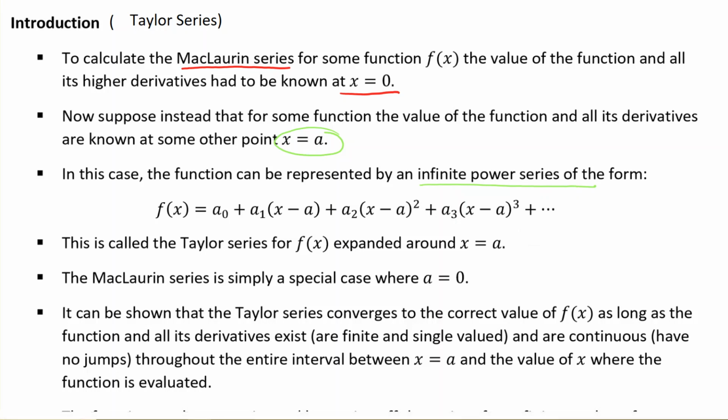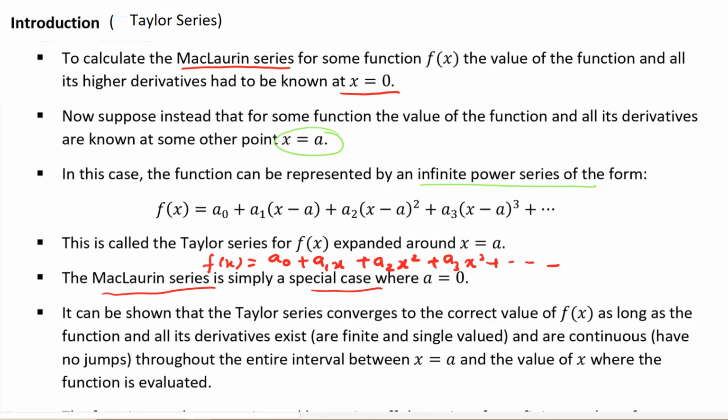What the Maclaurin series really was, is simply a special case when a equals 0, because if you recall, our Maclaurin series was a0 + a1x + a2x^2 + a3x^3 and so on. So when a equals 0, we get the Maclaurin series. Maclaurin series is a special case of Taylor series, so all the conditions that we discussed for Maclaurin series hold true for Taylor series as well.